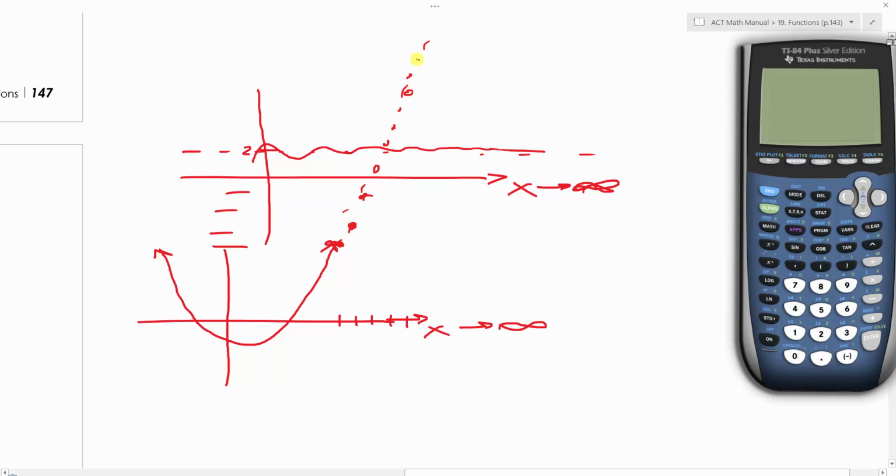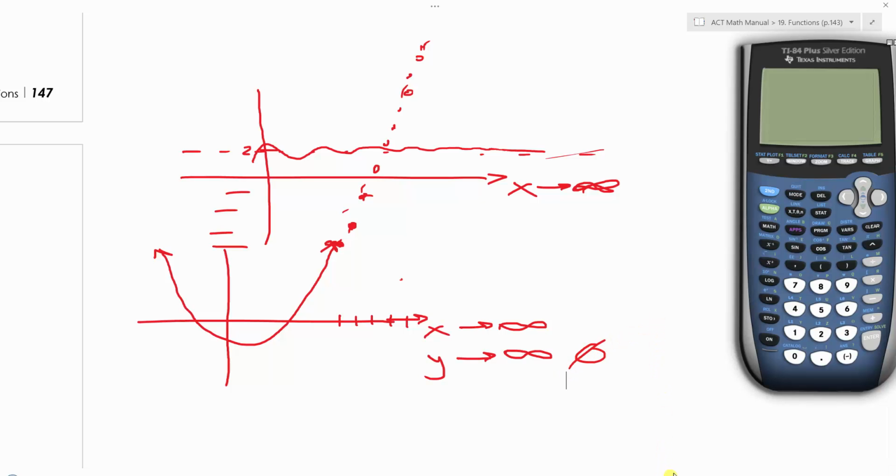Notice that our y values are getting bigger and bigger, and they don't stop, which means there is no horizontal asymptote here. There's no value at which y levels out or starts to approach as x gets bigger and bigger. In this case, as x gets bigger and bigger, y also gets bigger and bigger. So there is no horizontal asymptote.